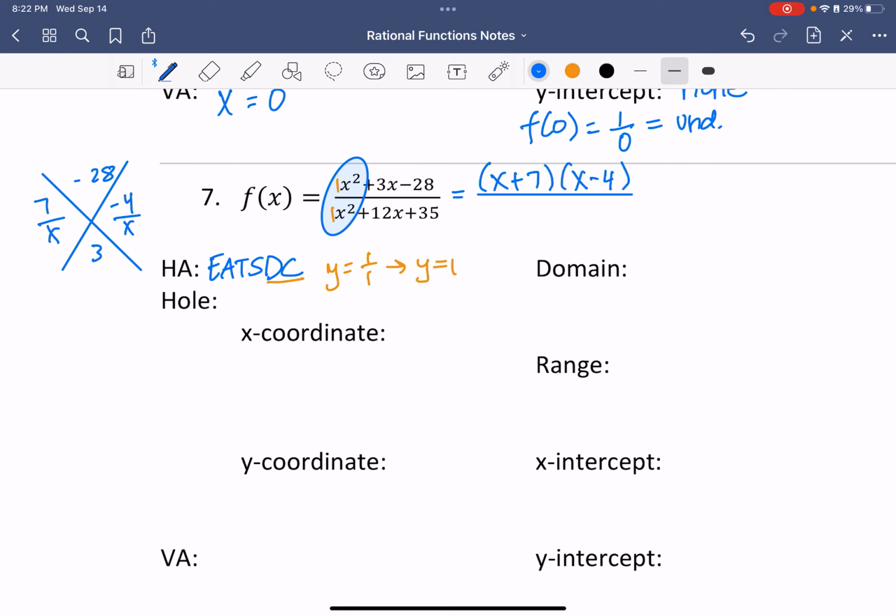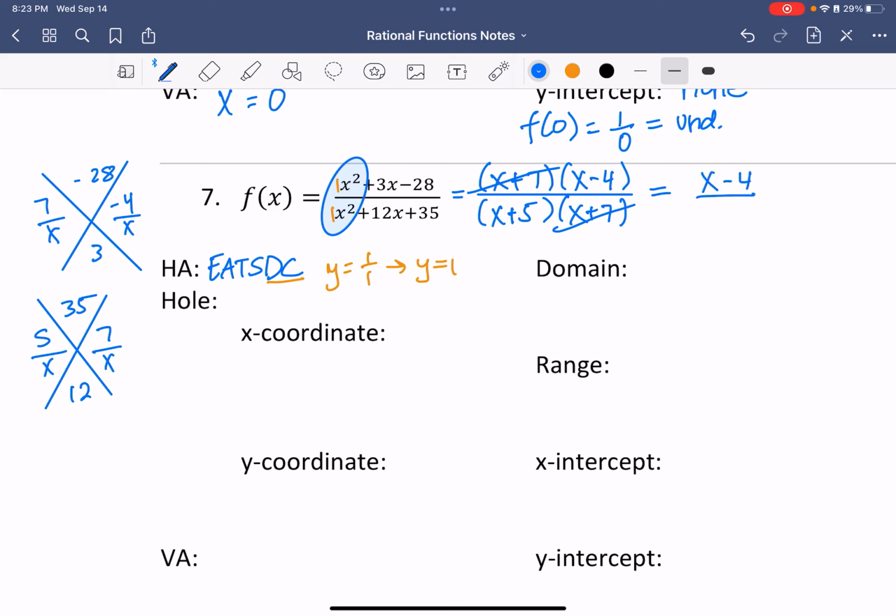Now let's do the denominator. So a times c is 35, b is 12. Okay, a is 1. The numbers are 5 and 7. 5 times 7 is 35, plus is 12. Okay, x plus 5, x plus 7. So notice that the x plus 7's cancel, and you're left with x minus 4 over x plus 5.